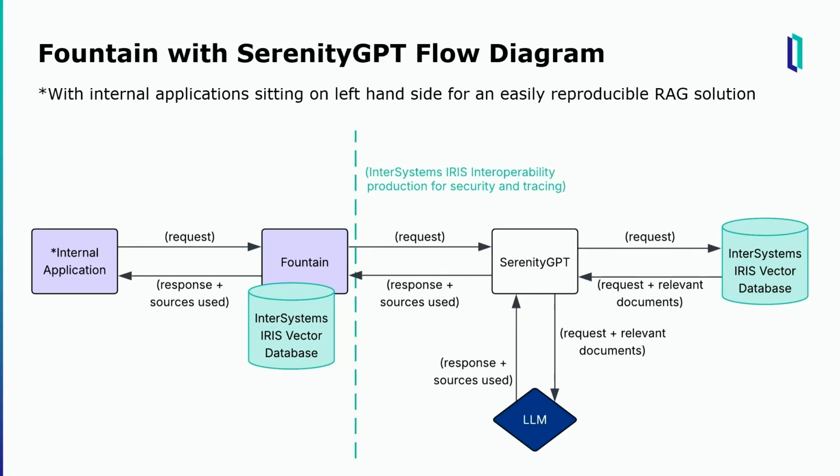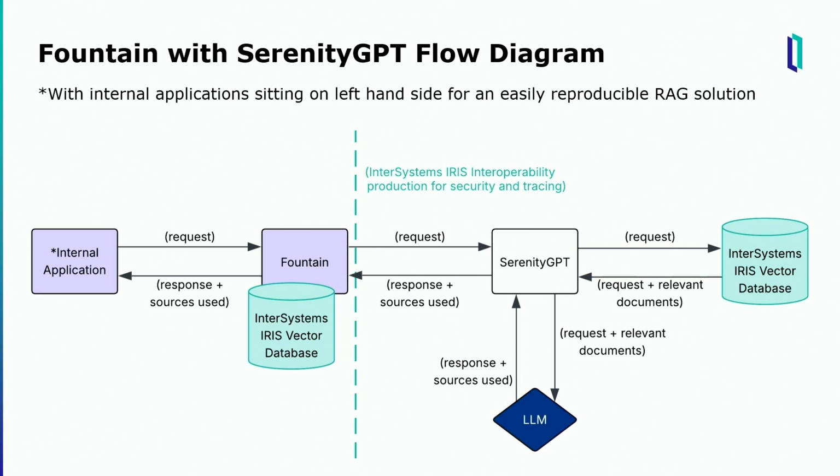Fountain is, as many of you would know, an internal application on an InterSystems IRIS Vector database. And then on top of that, we augment with some more IRIS capabilities. So we have an IRIS interoperability layer, that production on top, that handles security. We're using that for pass-through security right now, as well as tracing. And Fountain handles any of our custom solution build-outs that we wanted.